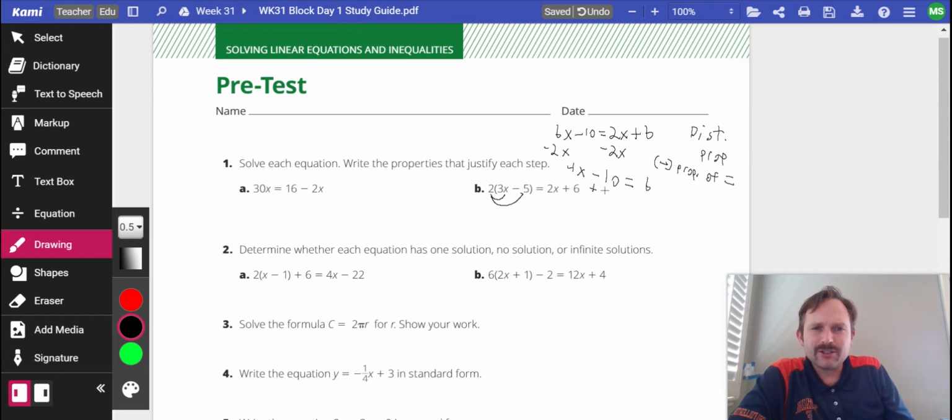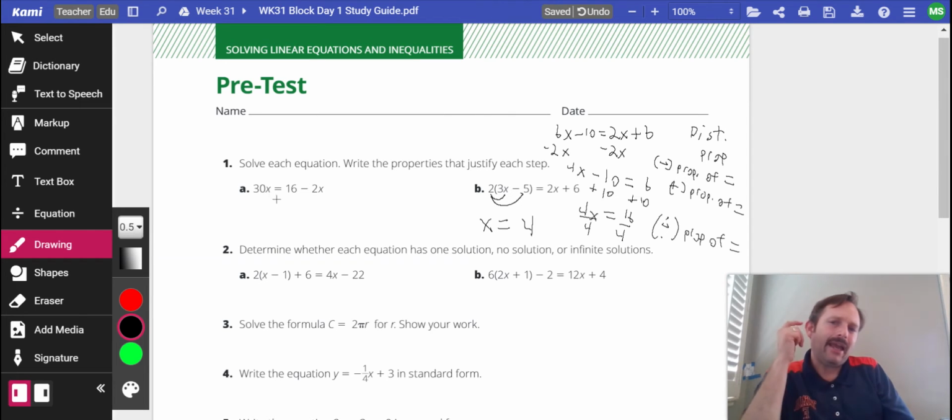Now I'm going to use the addition property of equality right now to add 10. So the addition property of equality. After that, I get 4x is equal to 16. And now I just need to divide by 4 on both sides to get x equals 4. And if I divide by 4 on both sides, that's going to be the division property of equality.